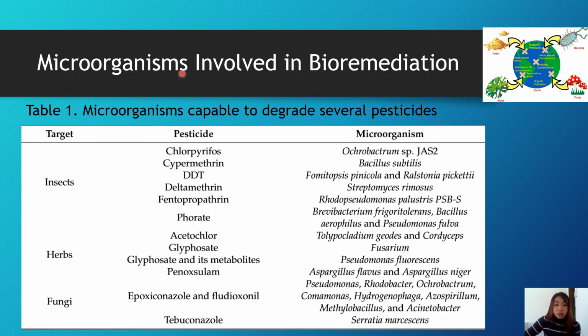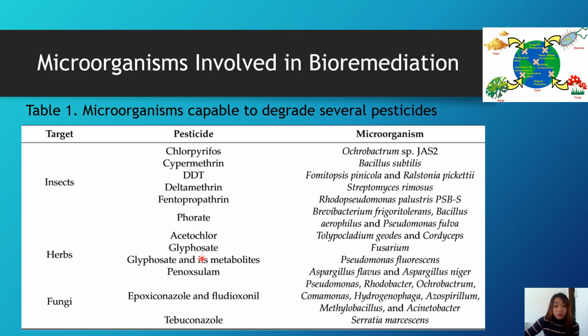For chlorpyrifos, it can be degraded by Ochrobacterium sp. Cypermethrin by Bacillus subtilis. DDT can be degraded by Fomitopsis pinicola and Ralstonia pickettii. Deltamethrin by Streptomyces rhamnosus, and so on. These are insecticides. We also have herbicides. What is very common here?